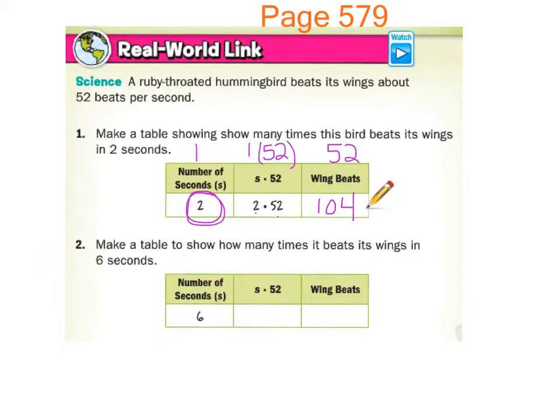So now it asks you to add to the table, how many times will it beat its wings then in 6 whole seconds? So if we have 6 seconds, we're going to take 6 times 52. So I'm going to do a little chicken scratch here. Times 6. 2 times 6 is 12, carry the 1. 5 times 6 is 30, plus 1 is 31. The hummingbird will beat its wings 312 times in 6 seconds.